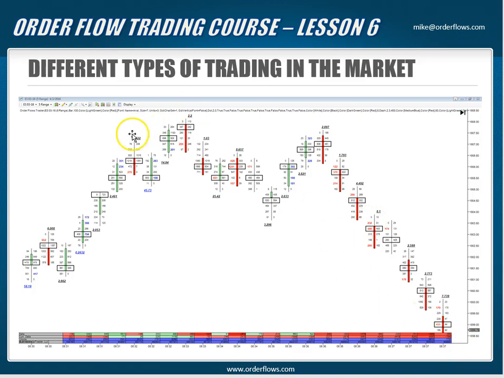I mean, that's what order flow will tell you. It'll tell you the different types of trading that's happening in the market. When people are being aggressive in the sense that they're overwhelming the other side of the market, you tend to see that with the imbalances, as they're occurring.